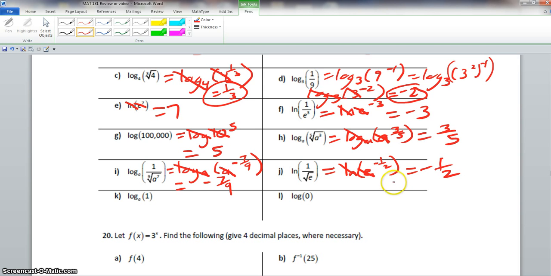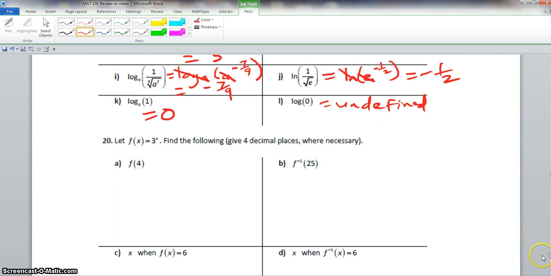Now we go to k. With k we have log base a of 1. We know our answer here must be 0 because a to the 0 power is the only thing that will give you 1, assuming that a is not 0. Now we have log of 0. We know that this is undefined because, remember, this base is 10, and there's nothing we could take 10 to the power of that would give us 0. So that's not possible.